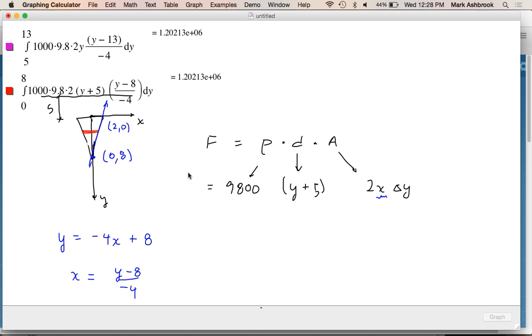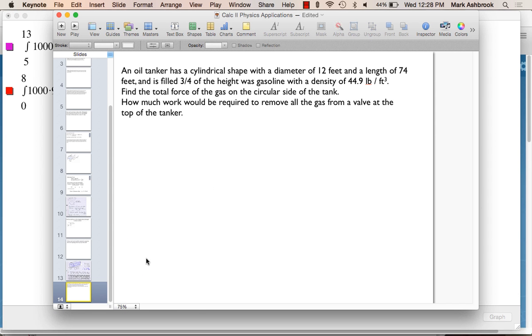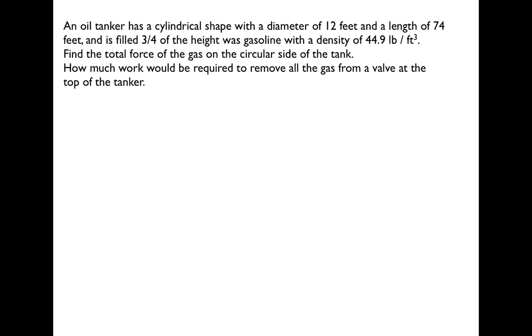Okay, let's practice. So my experience is that these are some of the hardest problems of the semester. So let's do more practice. This one. So an oil tanker has a cylindrical shape with a diameter. So you've seen an oil tanker. They're like the cylinders that lie on their side on the flatbed of the truck. I'll picture in a second.